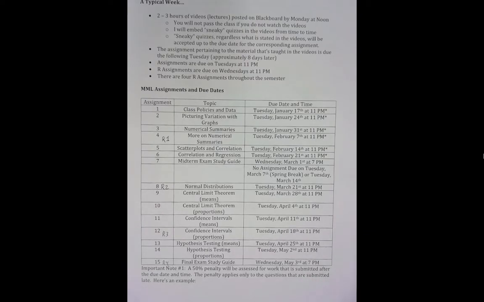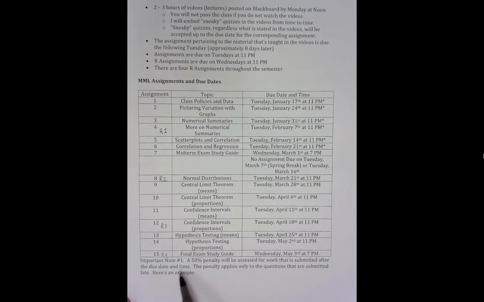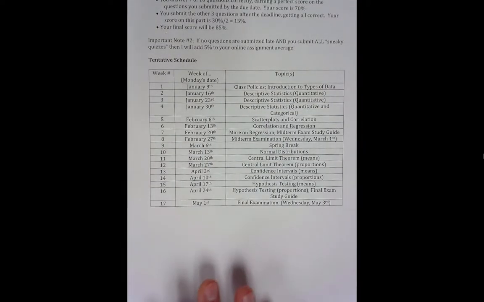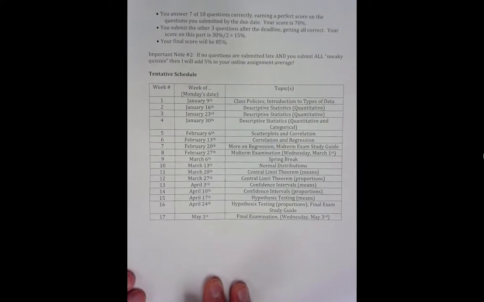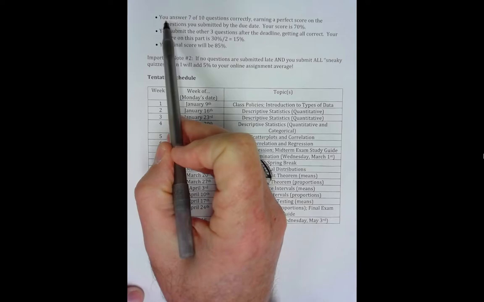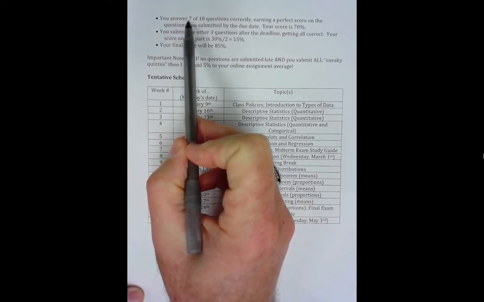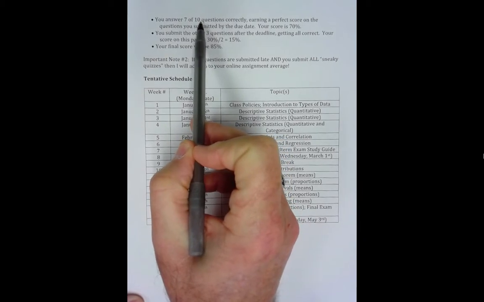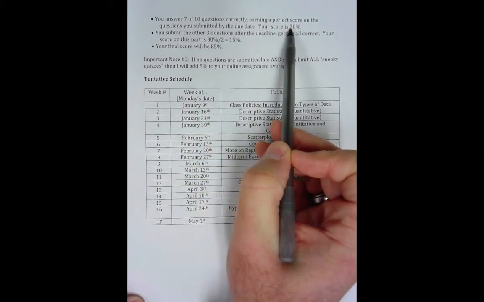All right, gang, down at the bottom, important note number 1: a 50% penalty will be assessed for work that is submitted after the due date and time. The penalty applies only to questions that are submitted late. Here's an example. There's been a lot of confusion about this over the semesters, so I want to provide an example. Let's say you're working on your assignment and you get 7 of your 10 questions done. This assignment has 10 questions, so you currently have a score of 70%.